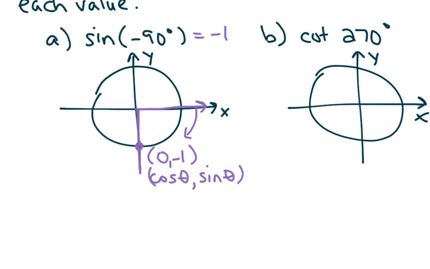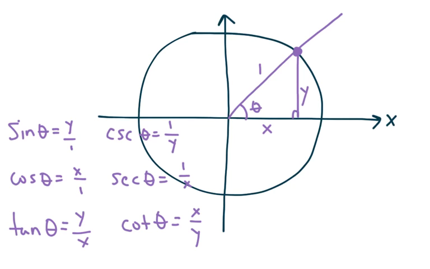Now let's go do cotangent of 270. Well, 270 means we're going to go this way. Well, guess where it is? It's in the same place as negative 90. But cotangent was x over y. So let's use x over y.